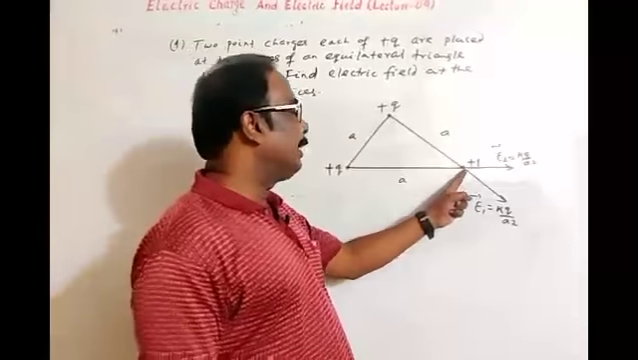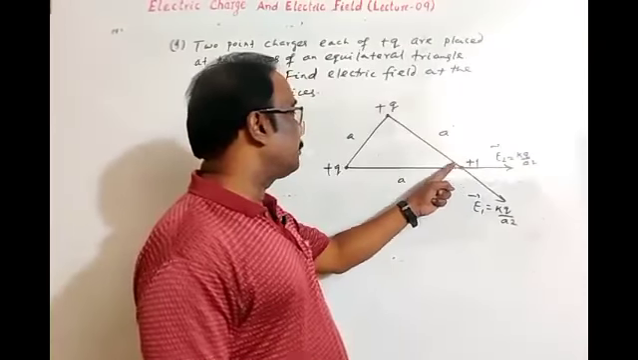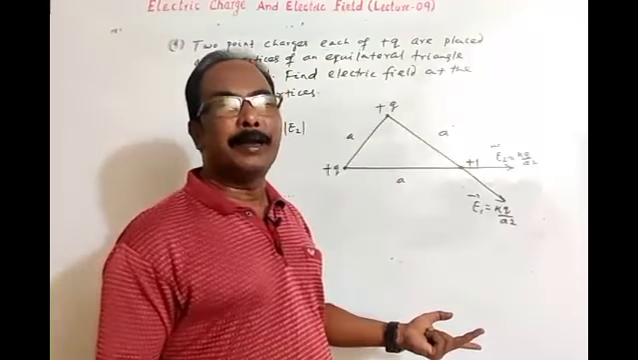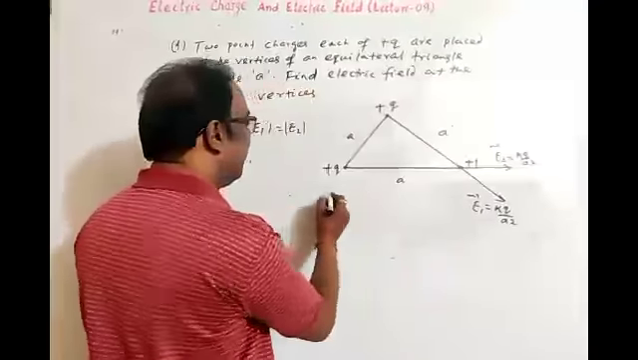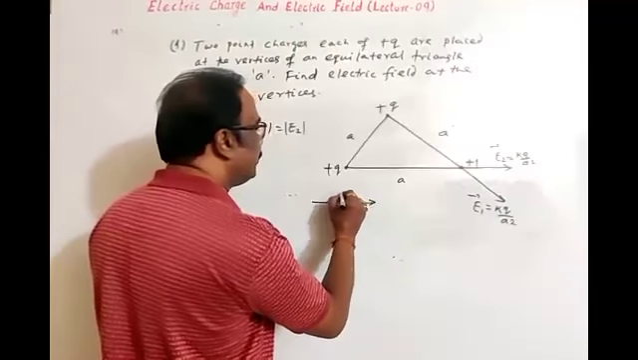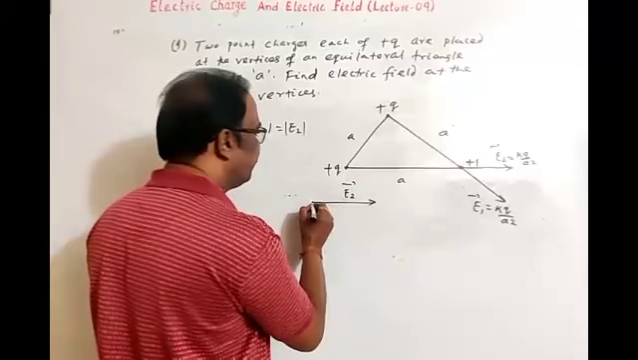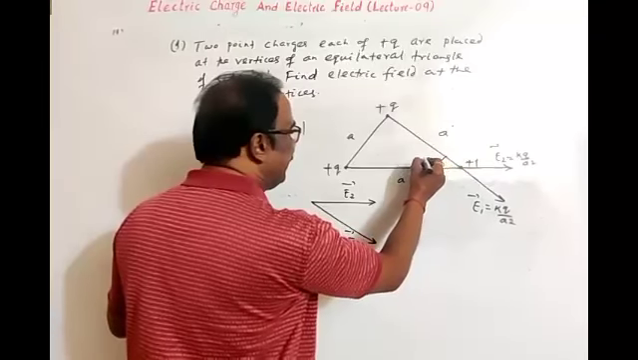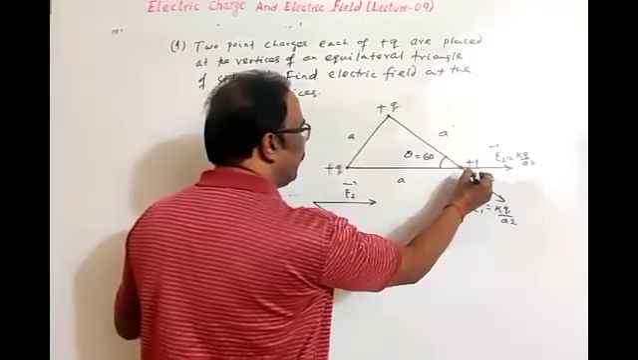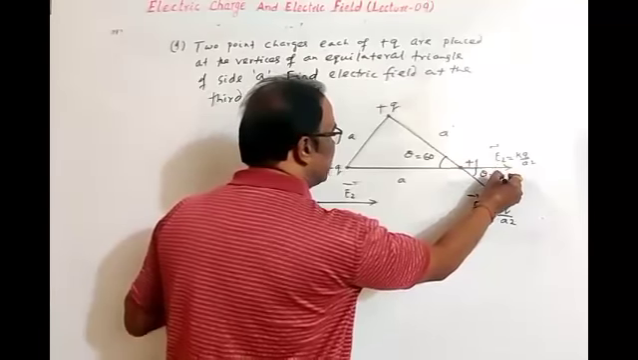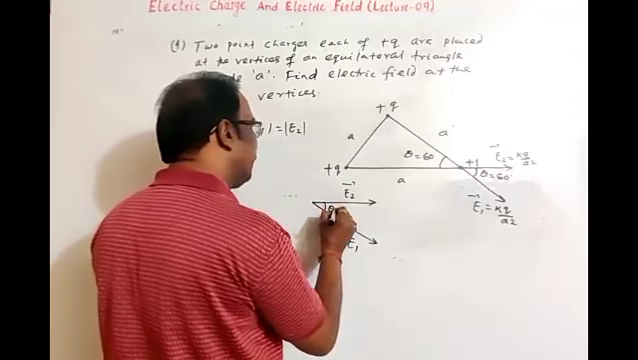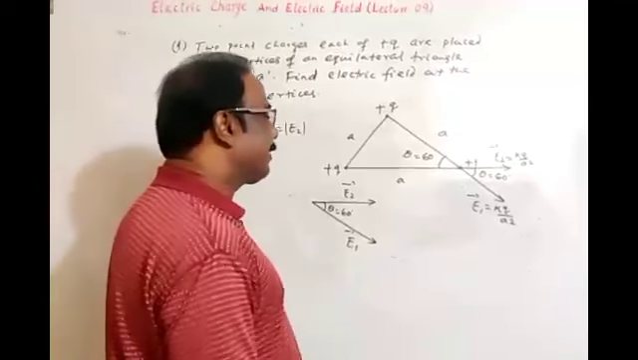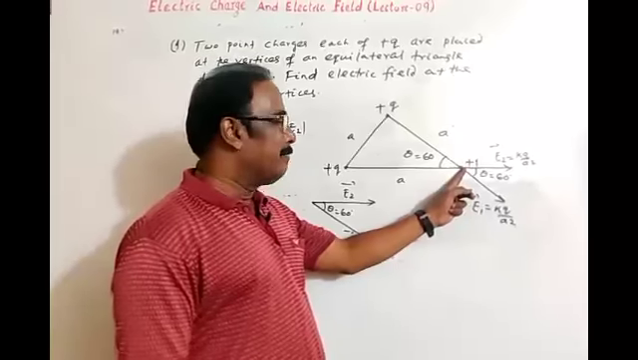So there are 2 field intensities at this point due to 2 point charges, and we have to add these 2 field intensities to get the resultant field intensity. I am bringing the vector diagram here. This is the direction of E2, this is the direction of E1. Since it's an equilateral triangle, this angle is 60 degrees. So I may take this angle theta as 60 degrees. Now the 2 vectors, E1 and E2, are the 2 field intensities impressed at this point.